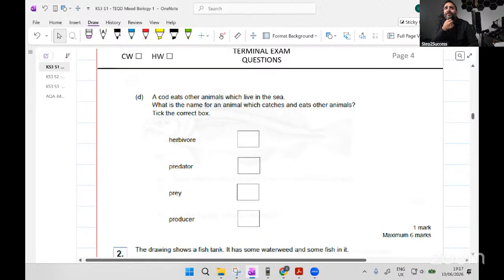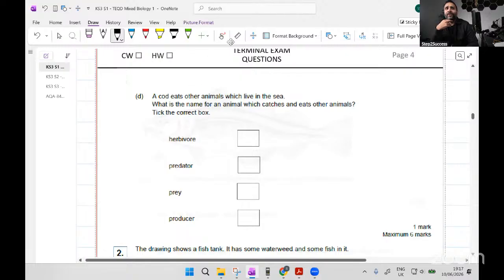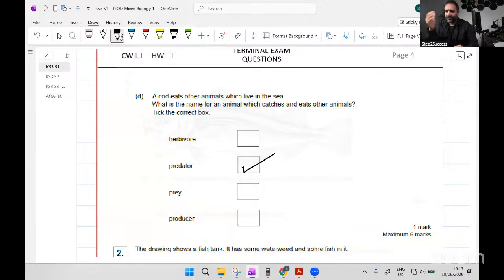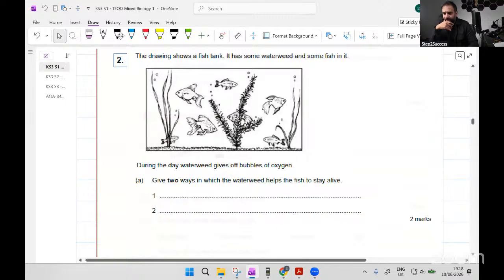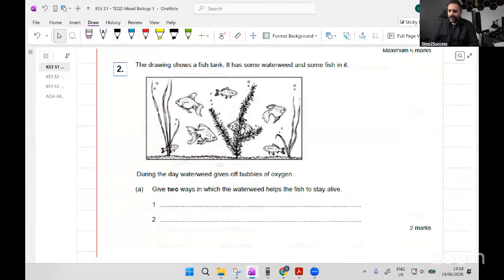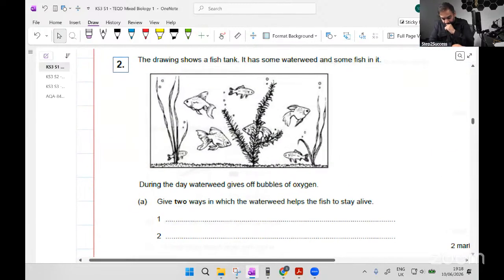A cod eats other animals which live in the sea. What is the name for an animal which catches and eats other animals? It's called a predator. A predator is one that eats prey, eats other animals. One, two, three, four, seven, eight. So two. The drawing shows a fish tank, another fish. It has some waterweed and some fish in it.